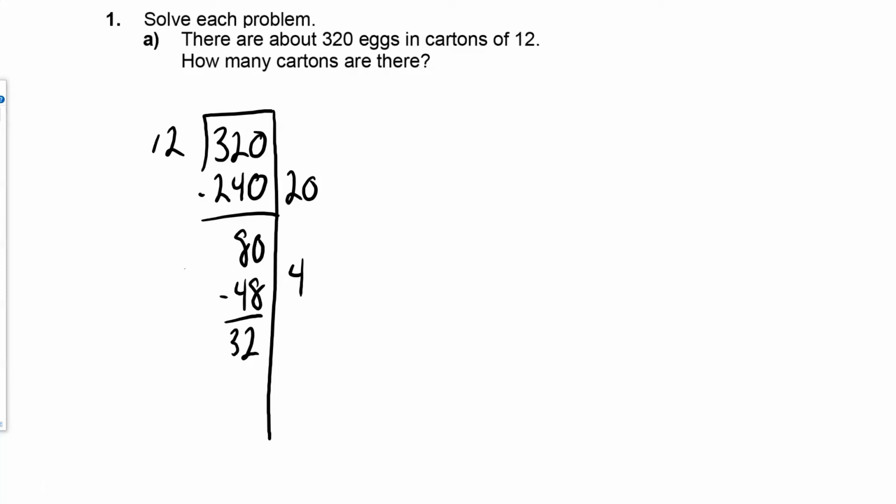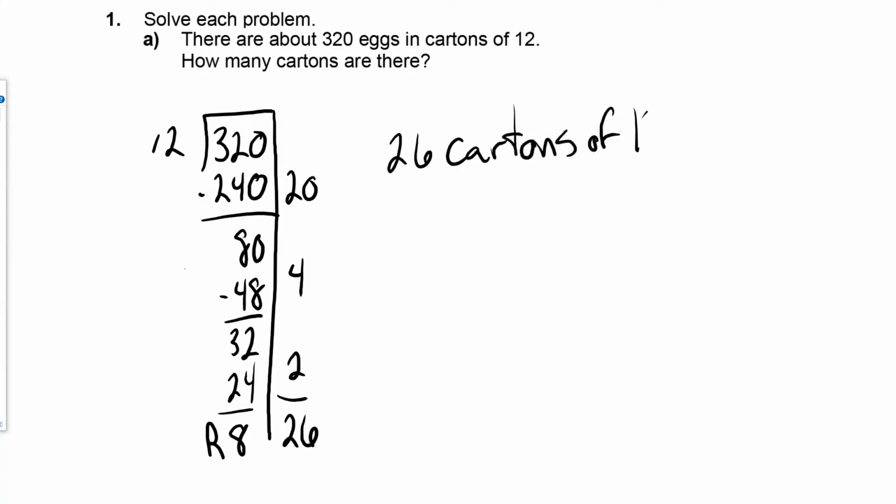Number of 12s in 32, I know I can put in 2. 2 12s are 24. 32 minus 24 is remainder of 8. Adding up the other side, I've got 20 plus 4 plus 2 is 26. So 320 eggs go into 26 cartons of 12.